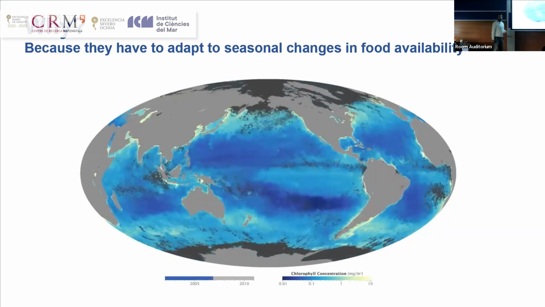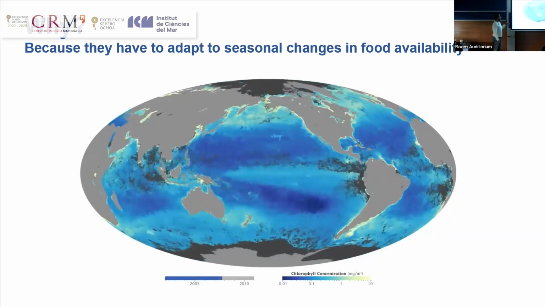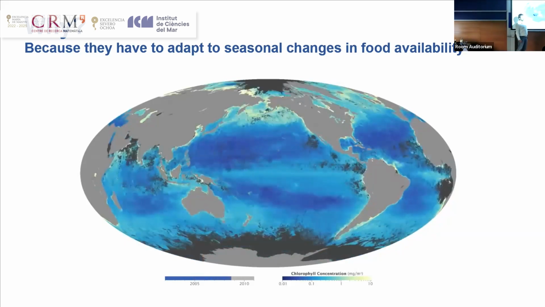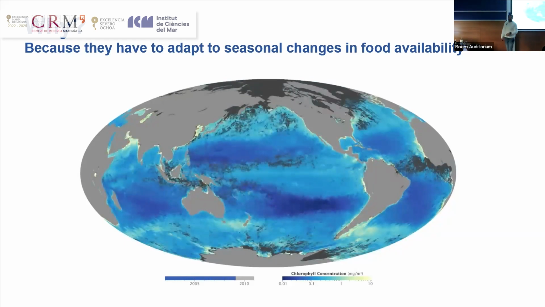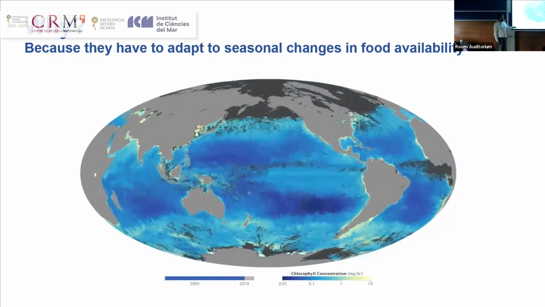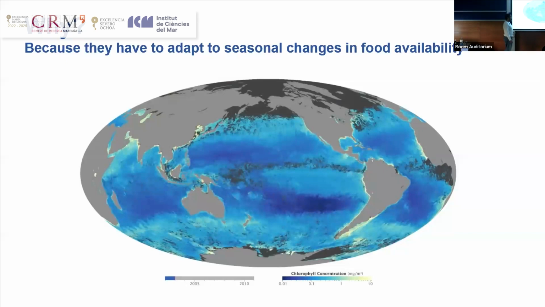But then, during the boreal winter and the austral summer, this chlorophyll concentration, and hence this food availability, decreases in the northern regions and increases in the southern regions. And that's mainly the reason why many of these animals move to the south, just to take advantage of these new feeding opportunities.